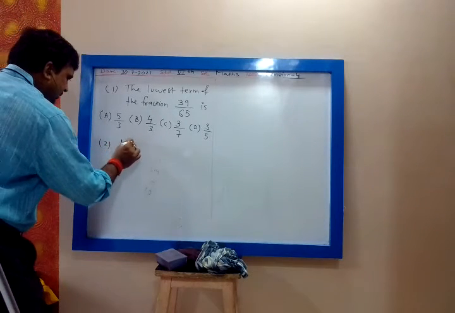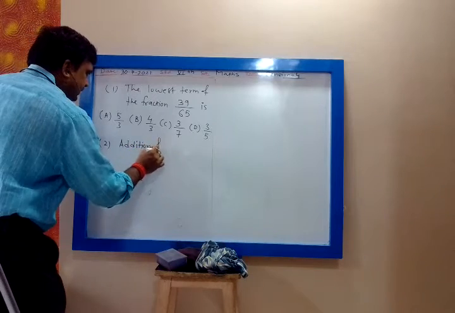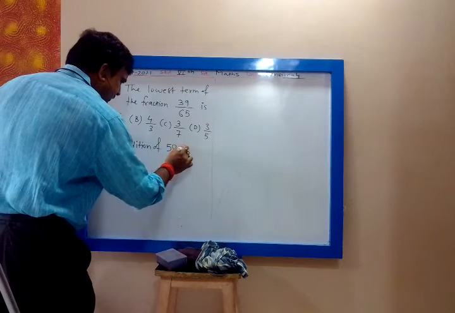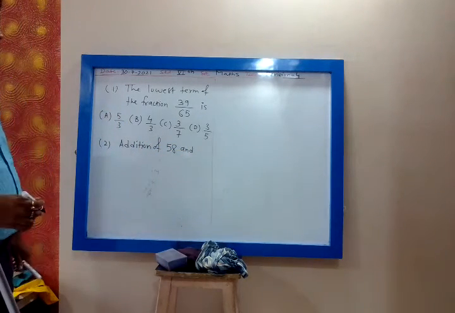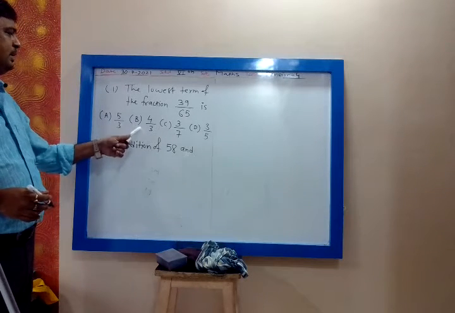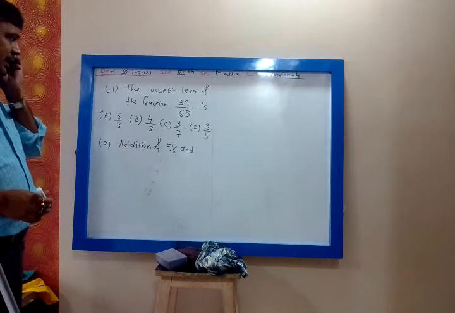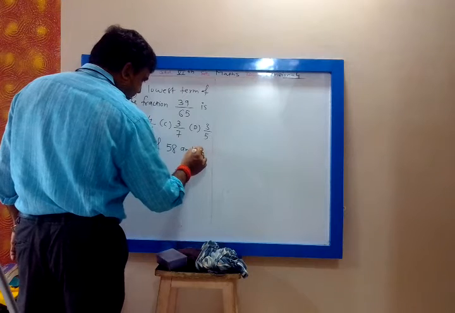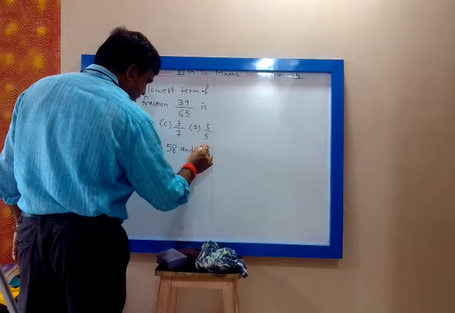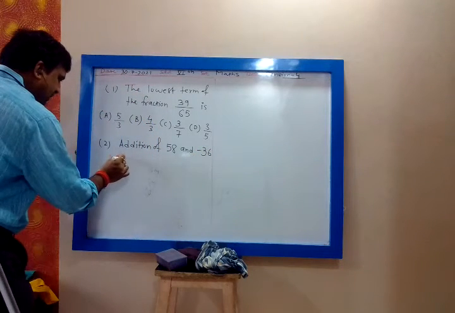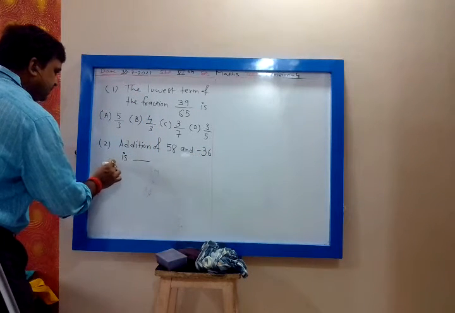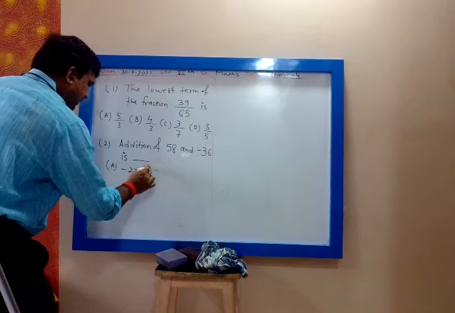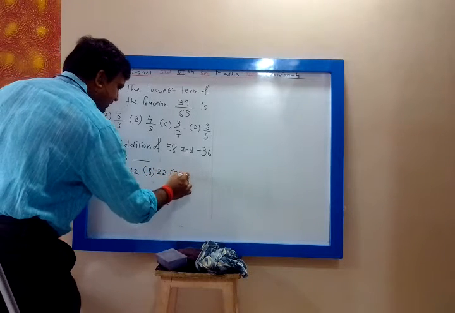Addition of 58 and minus 36 is: A, minus 22; B, plus 22; C, 23; D, 24.